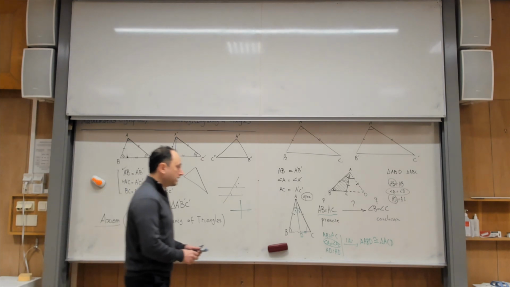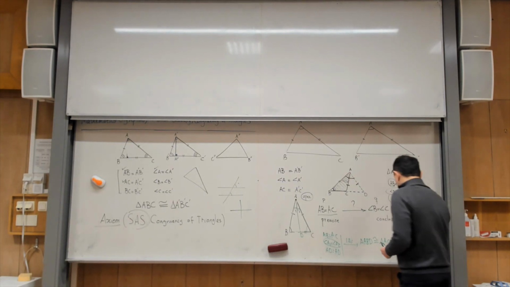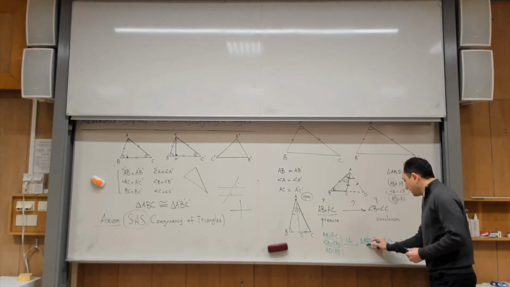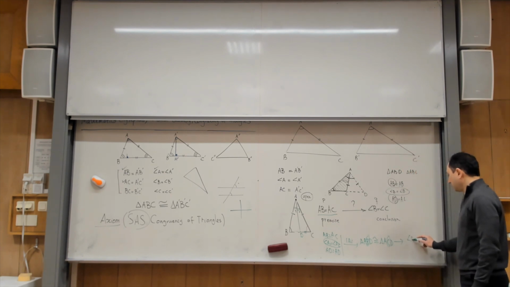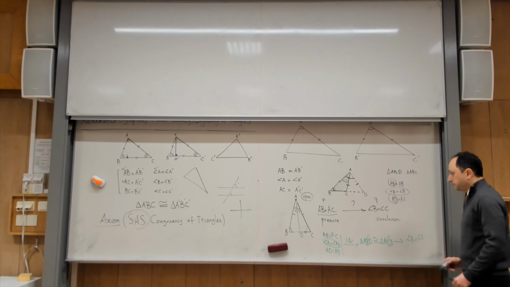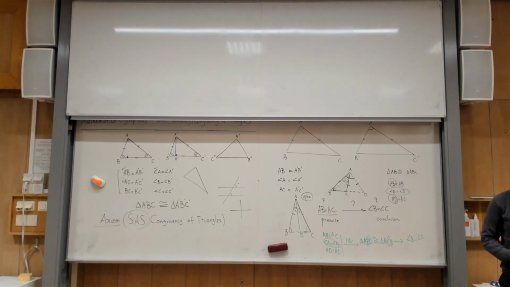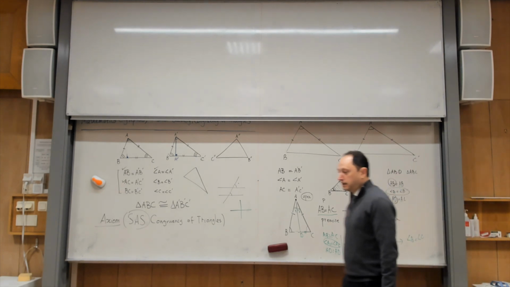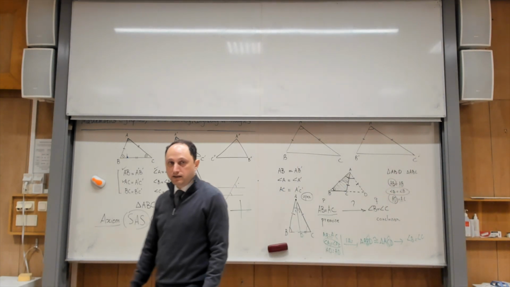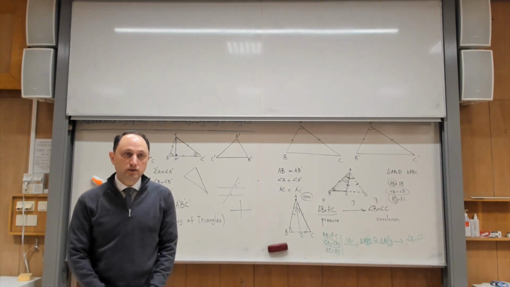If two triangles are congruent, then I can conclude that this angle in the middle matches this angle in the middle. So angle B is equal to angle C. Yes? And an immediate consequence of this is that in an equilateral triangle, all angles are 60 degrees. Why?